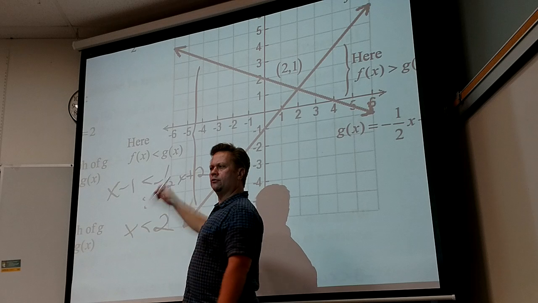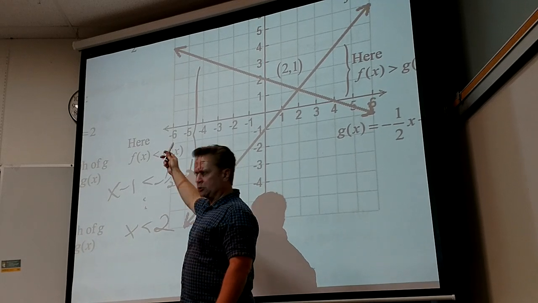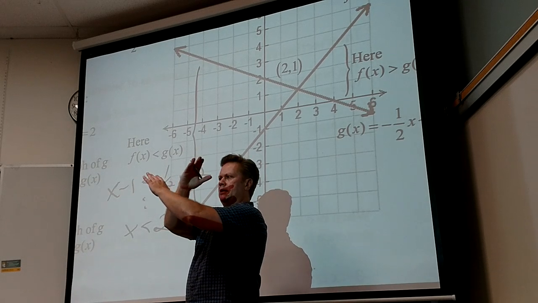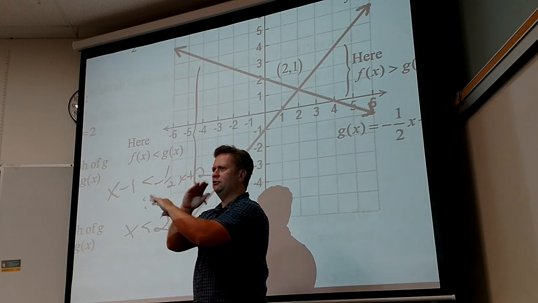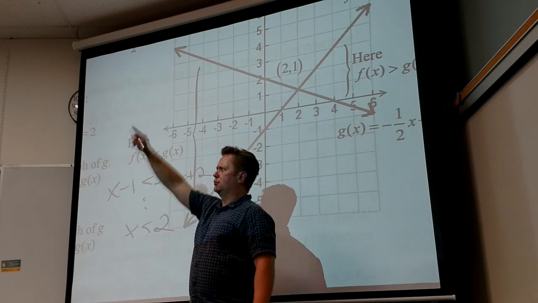Now, is a graph always nice? No, that's why we have algebraic ways to do things. Like we said, find where they meet, but what if the answer is 7.782? I'm not going to do that graphically. There's no way. I can barely get whole number ones with the way my scale goes.